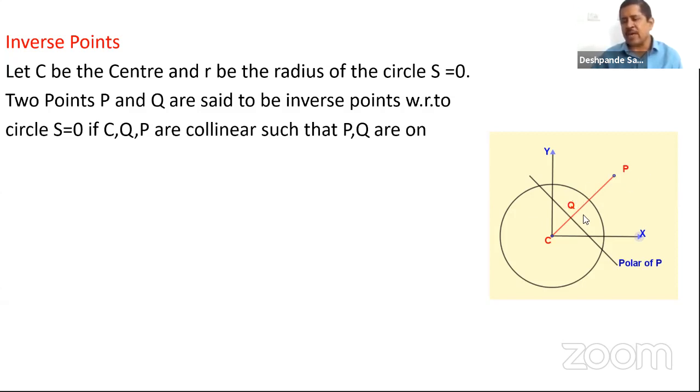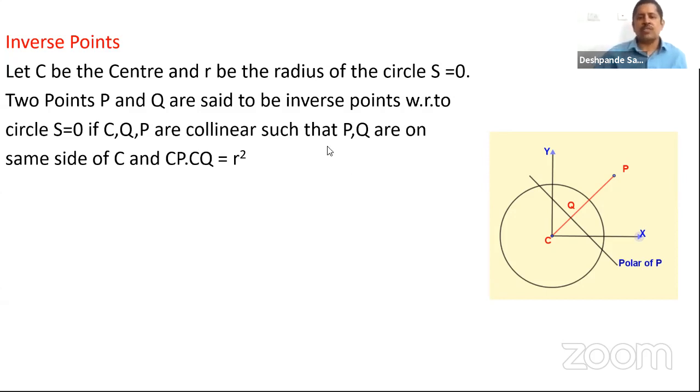Either P and Q can be above the point C or below the point C, but they should always be on the same side of C. You see this Q and P are above C here. You can take Q and P below C also, but they should always be on the same side. So C, P, Q are on the same side of C.